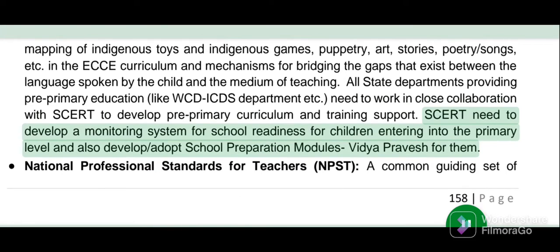SCERT need to develop a monitoring system for school readiness for children entering into the primary level and also adopt school preparation modules, Vidya Pravesh, for them.